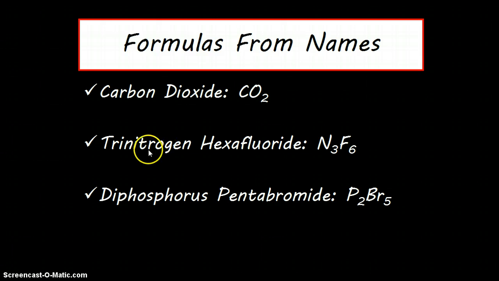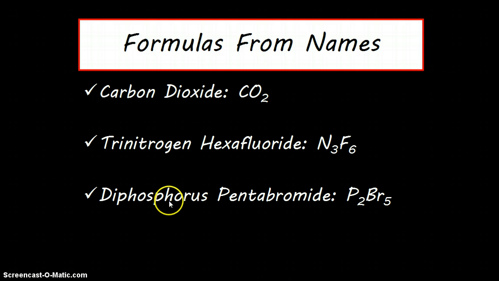On our next example, we see trinitrogen hexafluoride. Again, the keywords here are nitrogen and fluoride. That means we have N and we have F, both nonmetals. And we do have 2 prefixes. Tri means 3, so I have 3 nitrogens. And hexa means 6, so I have 6 fluorides. So if we look here, N3 stands for trinitrogen, and F6 stands for hexafluoride. N3F6 will be our formula.